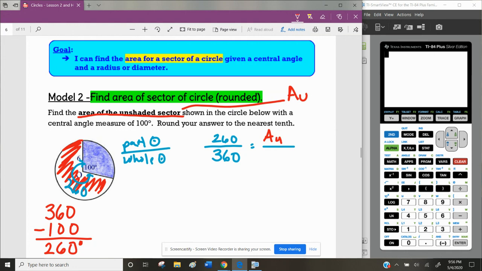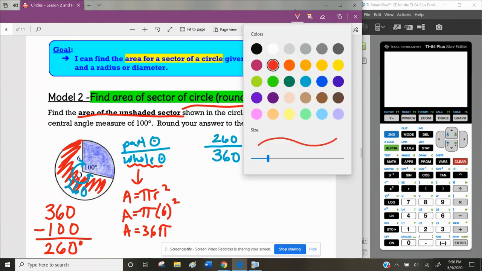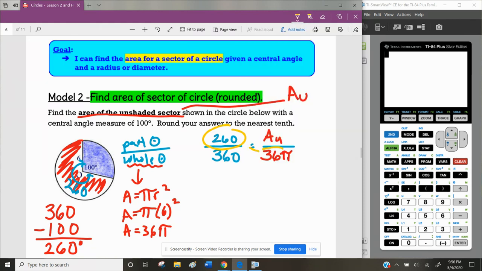And again, we need our total area for the circle. So A equals pi r squared, and this is for the whole circle. So pi times 6 squared is 36 pi. And even though it says to round, we don't round until the very, very end. All right, so we're going to solve for that A sub U, that area of the unshaded region. So 260 times 36 pi over 360. And that will give me my area of the unshaded region.